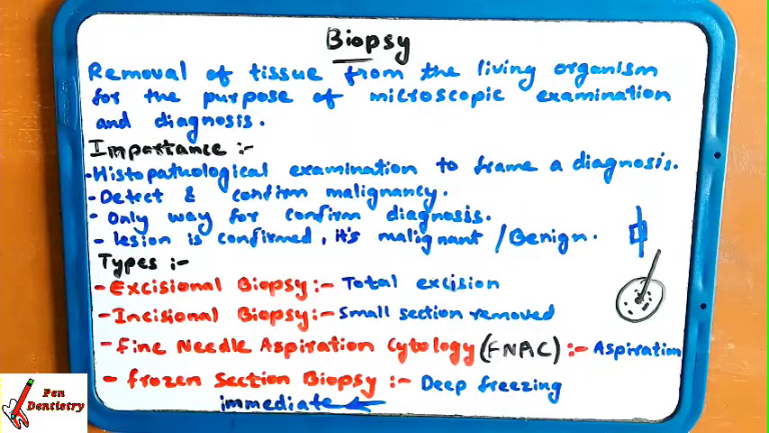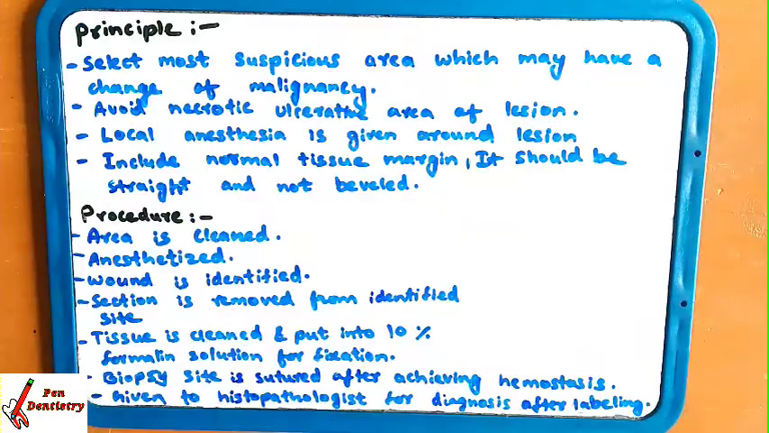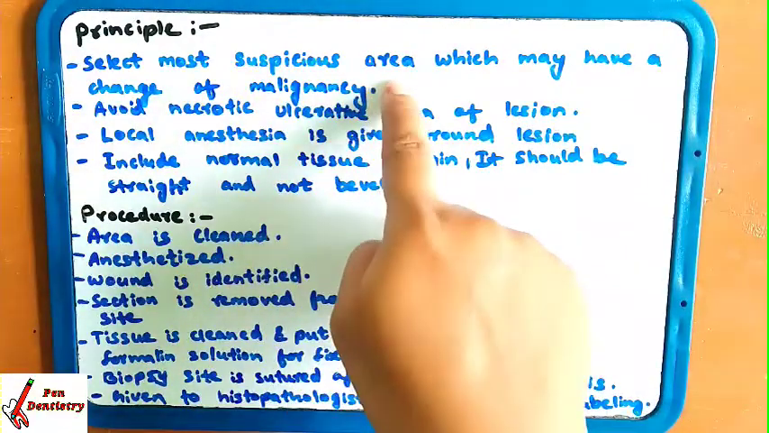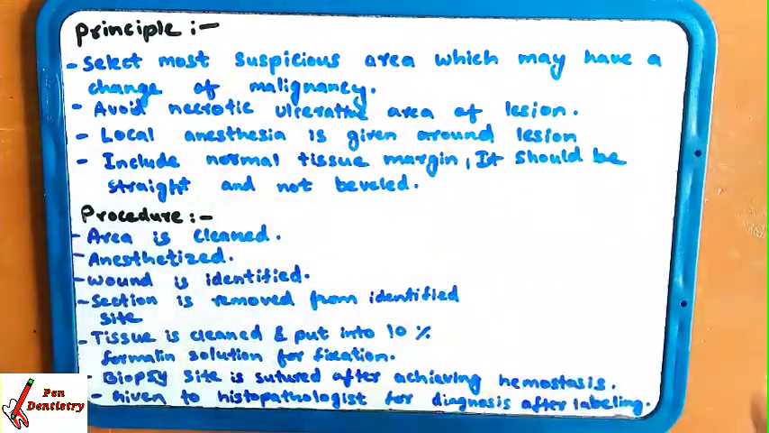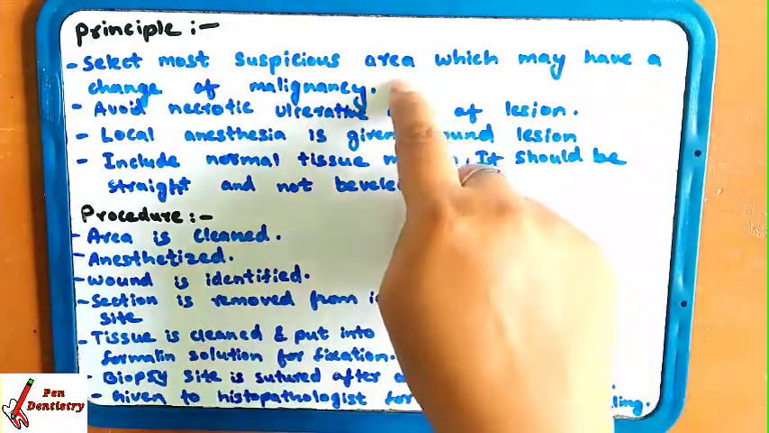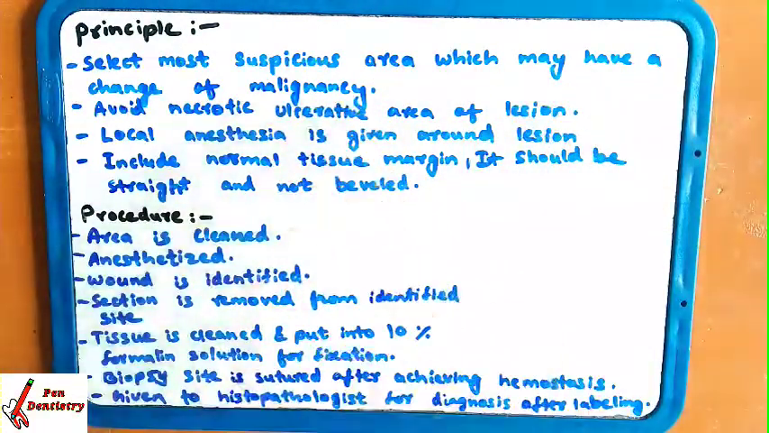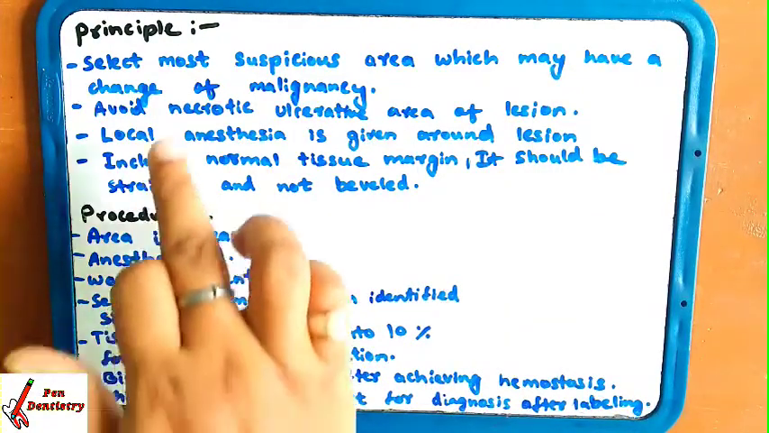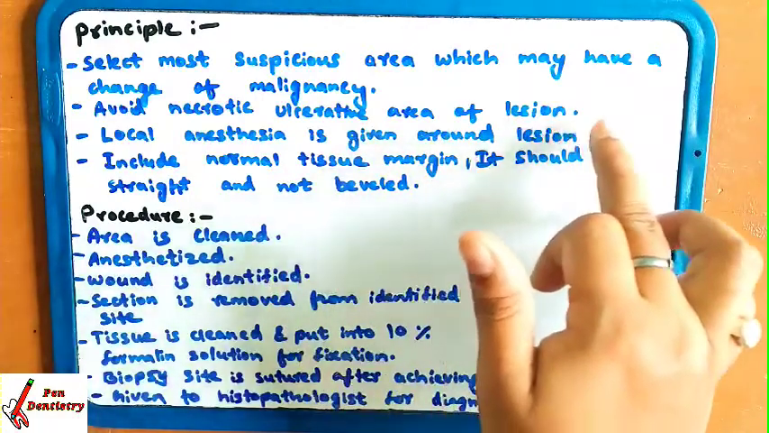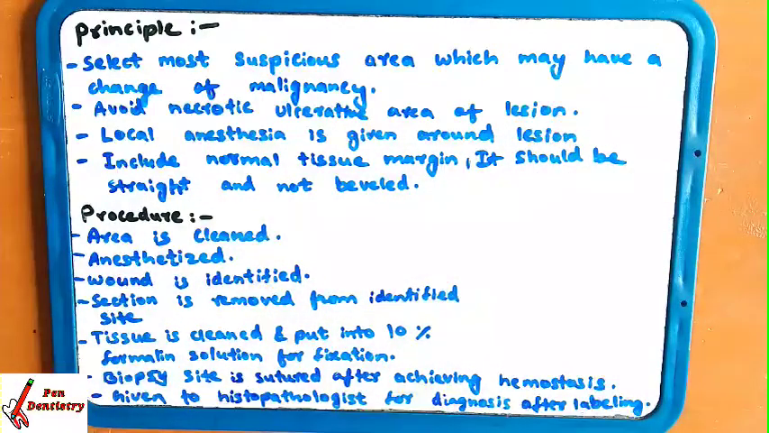Now we are going to see the principles and the procedure of biopsy. The principle is that you are going to select the most suspicious part, the main part which may have chances of malignancy. That part you are going to take for biopsy diagnosis. Avoid the necrotic, ulcerative area of the lesion. The necrotic and ulcerative area will be avoided; biopsy is not done there.